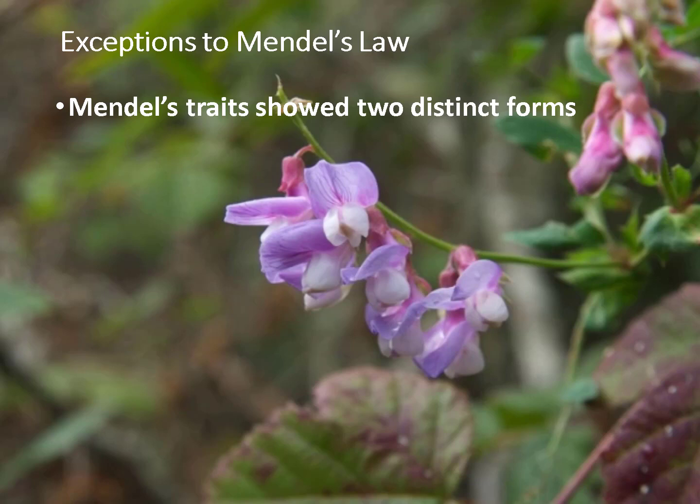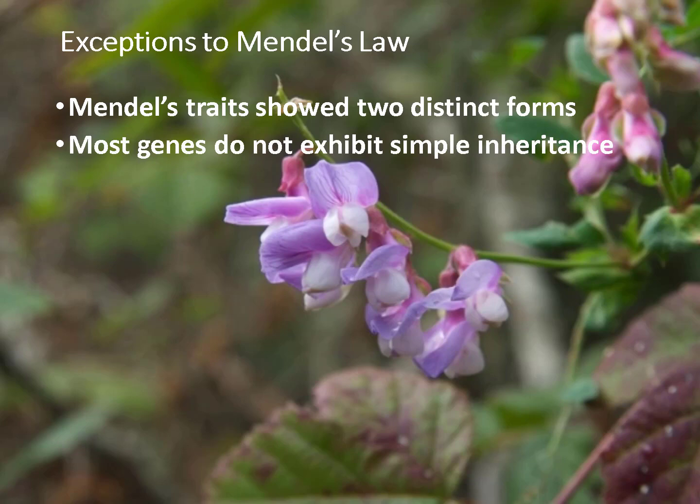Mendel's traits were very distinct. For instance, the flowers were either purple or white. They weren't pink, they weren't lavender. The plants were either tall or short. There was nothing medium. So there were two very obvious forms, and he did that so that he could easily follow what was going on. But not very many things in life actually do that. Most of them are not as simplified as that. There are some, but not a lot.